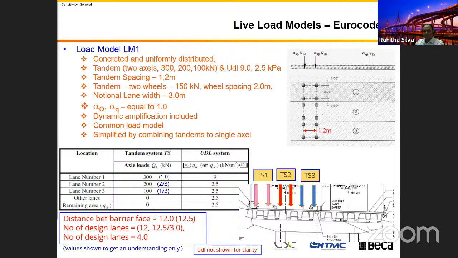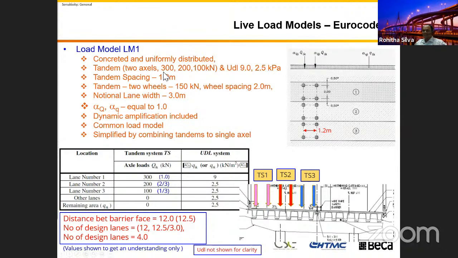Load Model 1, like M1600 in the Australian standard, LM1 is the common load model we use in the Eurocode design. This is the one you are using. The previous one had a triaxial set, but this one is easy. We call it the tandem. We have 1 set, 2 axles spaced 1.2 meters apart, closely spaced.